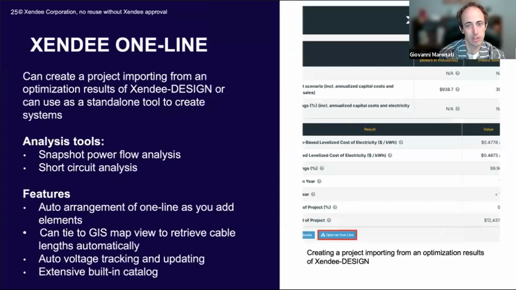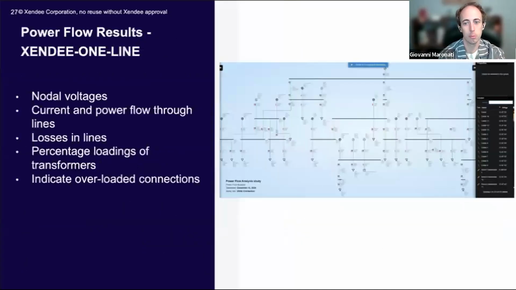Here you can either start from scratch, so build your power line diagram from scratch, or also import it from design. So once you've built your project in Xendee design, you can export your system into one line. And this auto arranges the diagram, and even as you add a component, it auto arranges. It can tie into a GIS map to pull the cable lengths automatically. And it also has an extensive cable catalog. So a common workflow is usually you optimize in design, import into one line, and do deeper electrical checks.